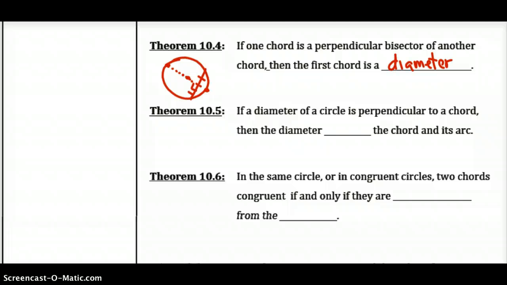Theorem 10.5, if a diameter of a circle is perpendicular to a chord, then the diameter bisects the chord and its arc. So if we go ahead here, if I have a chord, and if I've got a diameter that's perpendicular, that will then mean that this is congruent to that, and that this measure is congruent to that measure. That's what it's leading to.